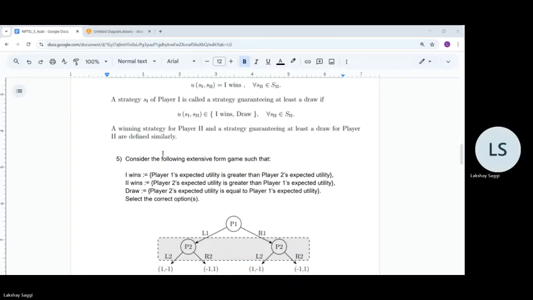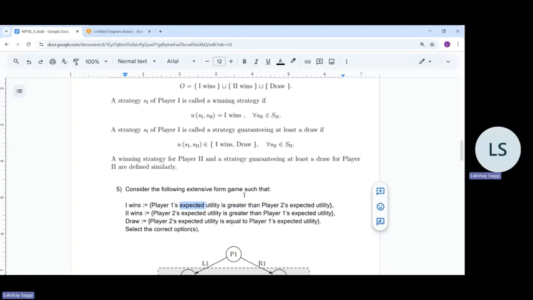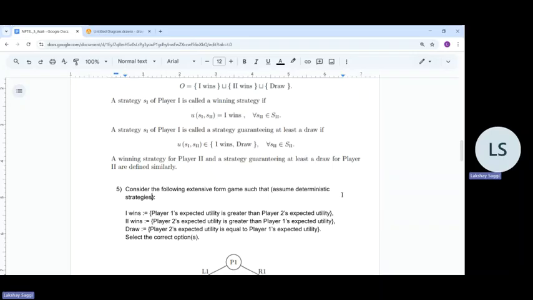Now let's consider the following extensive form game. In the game, we'll call player 1 winning if player 1's expected utility is greater than player 2's expected utility. But we'll only be discussing deterministic settings for now, so forget about the expectation. We'll only be talking about deterministic strategies. The randomized strategies will come, I think, in the next week. So for now, maybe we can remove the expected part. I thought maybe we can put it because it's what it's called, but I think it's better not to write it that way.